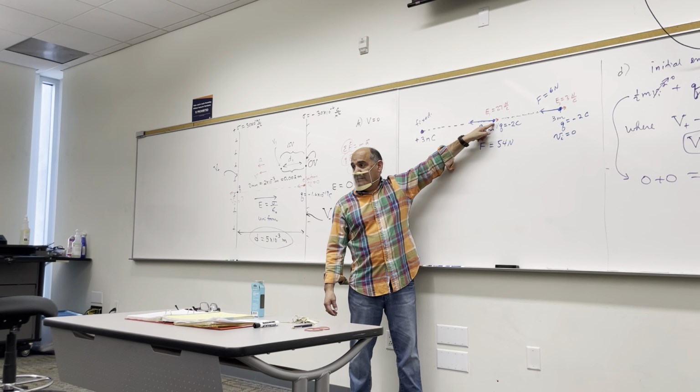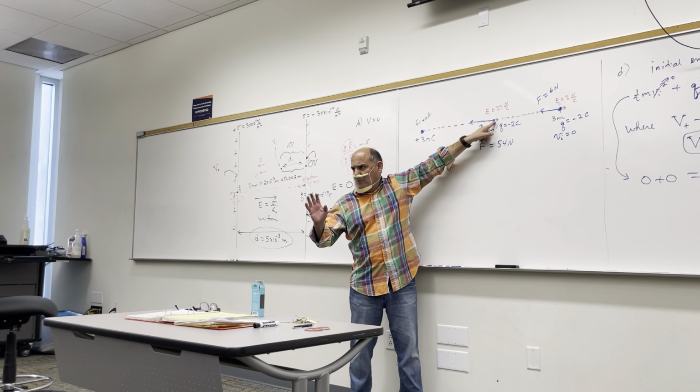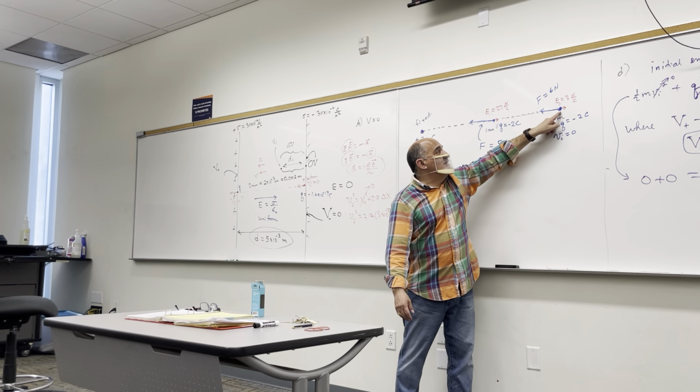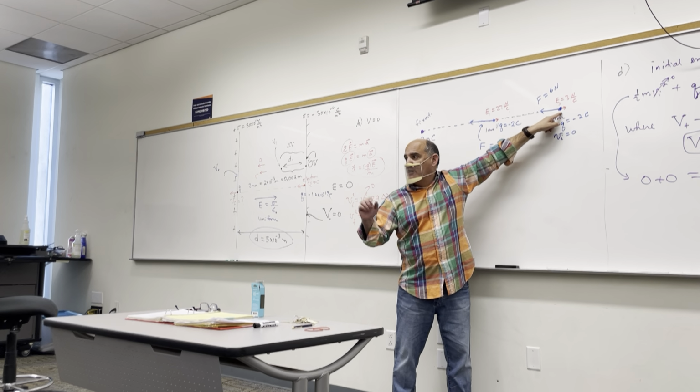27 newtons per coulomb to the right, all the time. So it's constant. As that one moves, this one is 27 newtons per coulomb to the right all the time. Right? Over here, what is the electric field generated by this one? It's 3 newtons per coulomb to the right all the time.